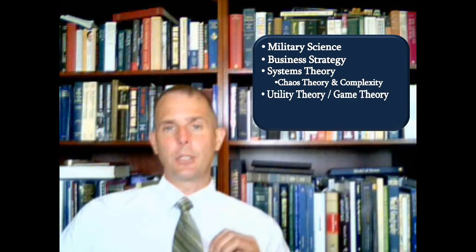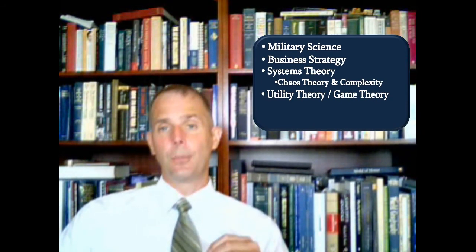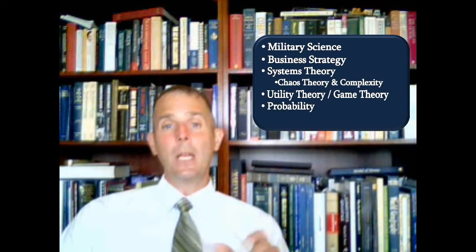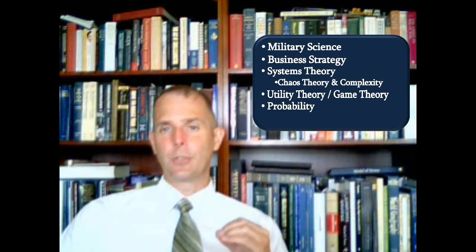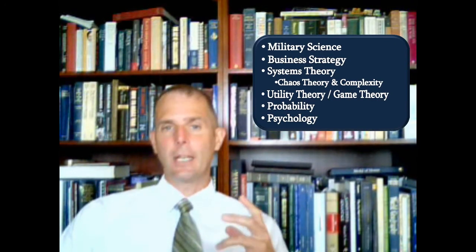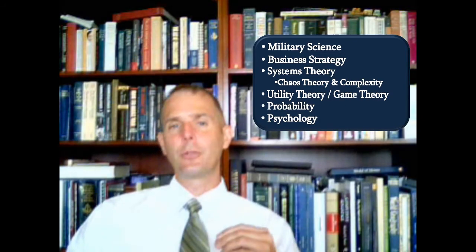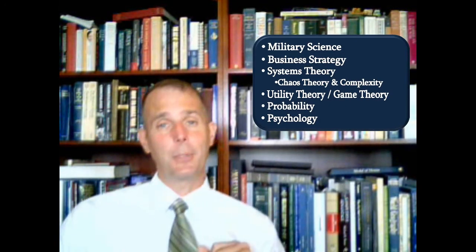We'll also look at economic utility theory and game theory, which help us predict the courses of action that others are likely to follow. Integrated with this, we'll need to spend a little bit of time on mathematical probability. We'll also incorporate a variety of topics from psychology so we can understand cognitive biases and limitations, so we can avoid them, and so we can understand how others are likely to respond to unfolding events and how they might be influenced.